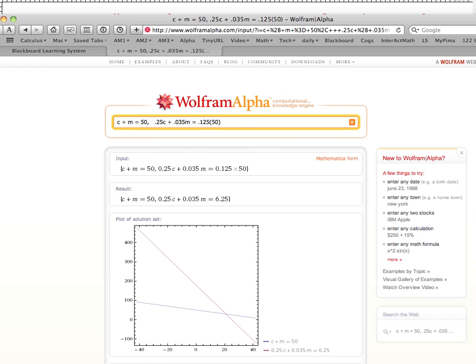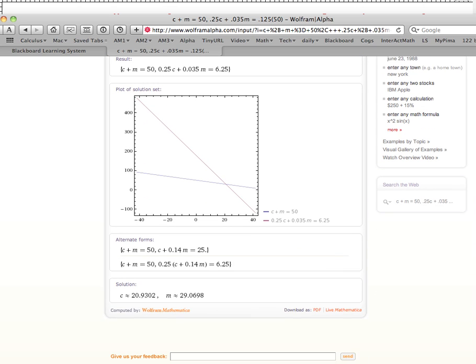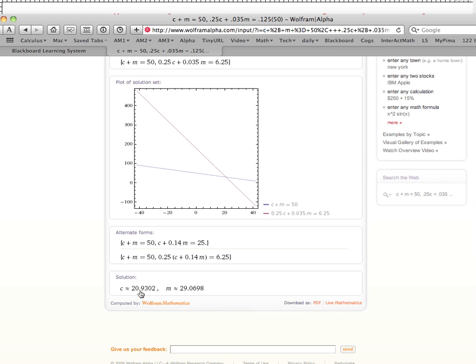And let's see what it says here. I scroll down, there you go. 20.9 gallons basically of cream and 29.07 of milk go together to make a 50-gallon mixture that's 12.5% butterfat. So that's how you solve these problems.